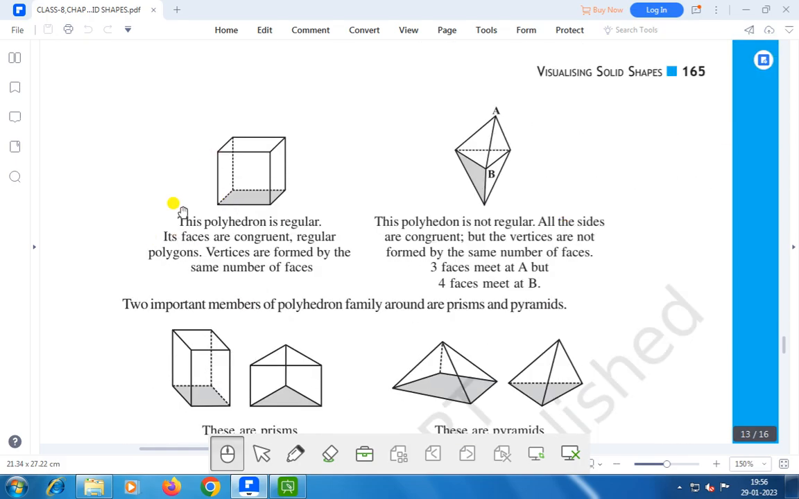For example, this one. This polyhedron is regular. Its faces are congruent, regular polygons. Vertices are formed by the same number of faces. This polyhedron is not regular. All the sides are congruent, but the vertices are not formed by the same number of faces. 3 faces meet at point A, but 4 faces meet at B.